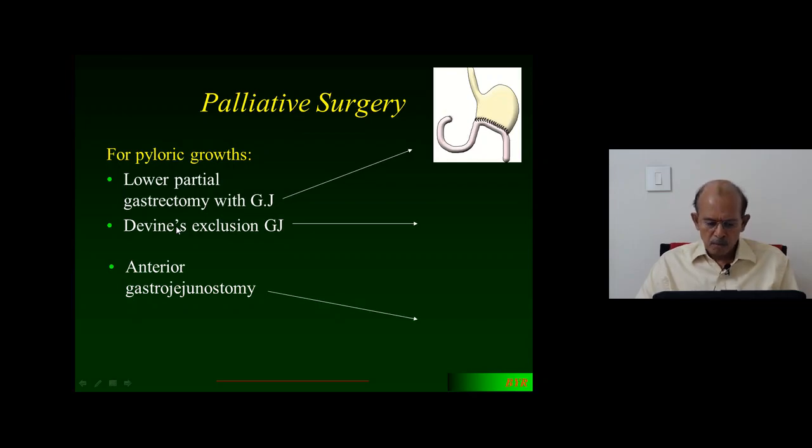That is why pyloromyotomy is not at all the treatment for a case of pyloric obstruction due to tumor. Pyloromyotomy is the only treatment advocated for congenital hypertrophic pyloric stenosis.